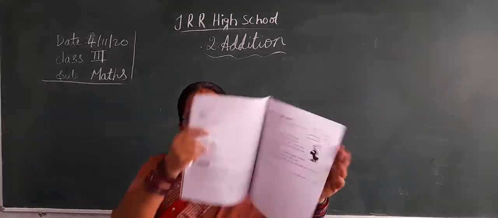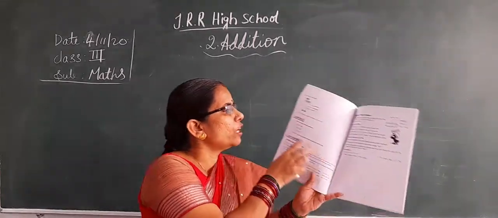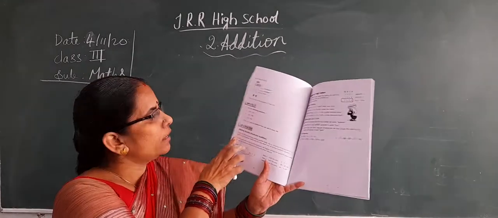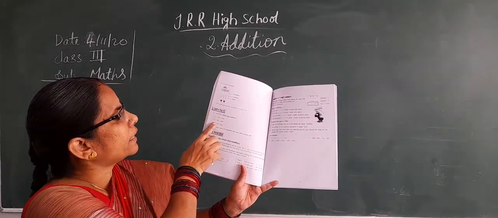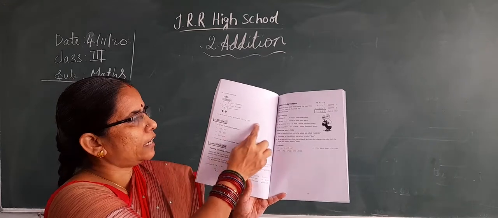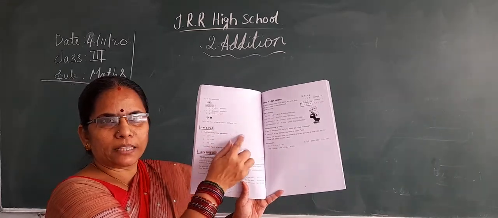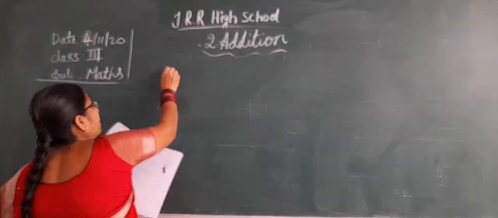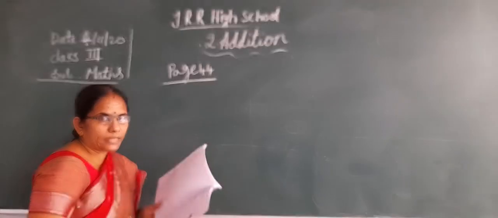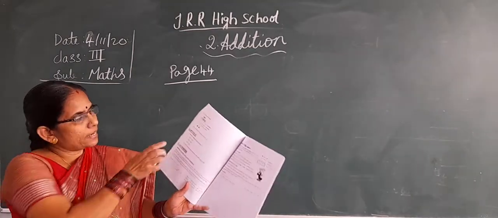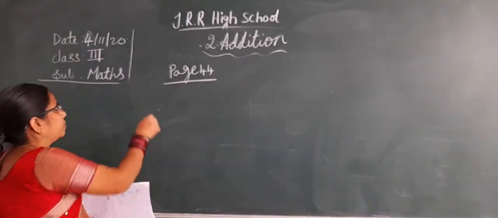Okay? Max place is there. In the first one, Let's Try One, 3 sums are there. You answer those 3 sums here only. Here so much place is there. The first one, page number 44, Let's Try One.